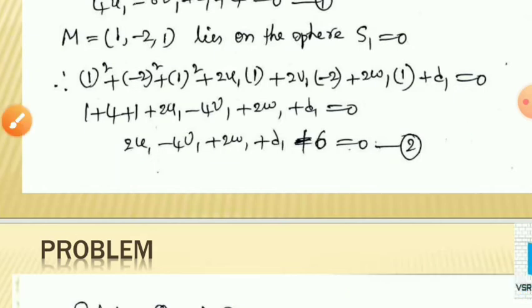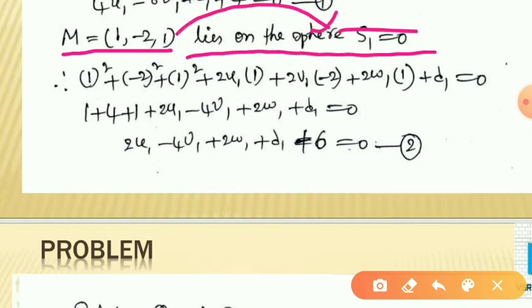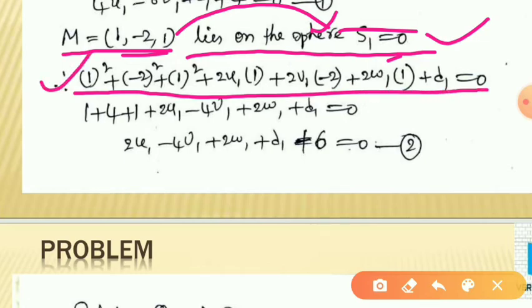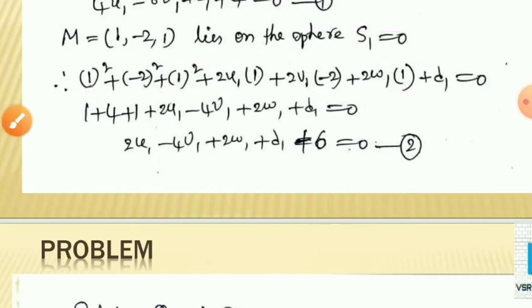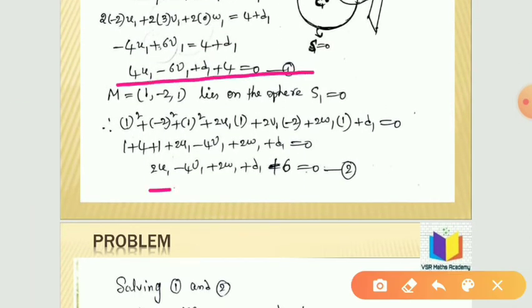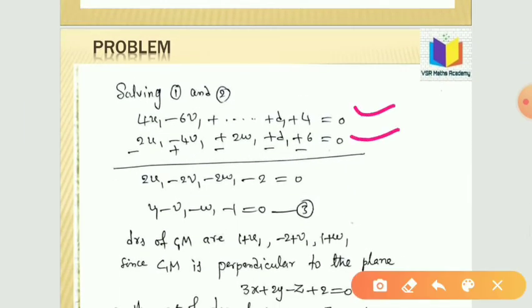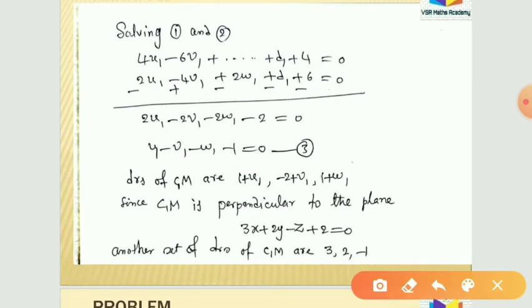You can see once again: M = (1, -2, 1) lies on the sphere S1 = 0, therefore this point satisfies this equation. By substituting this point in this equation, the entire expression is like this. On simplification, finally you will get this equation. Say this is equation number 2. Now we solve equation number 1 and equation number 2. By subtracting, you can get d1 minus d1 will be cancelled.